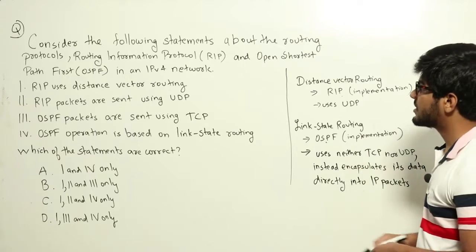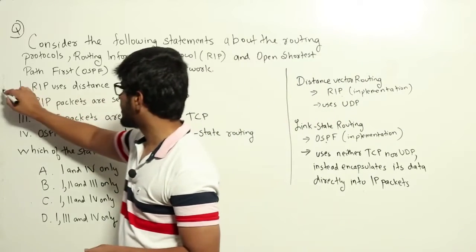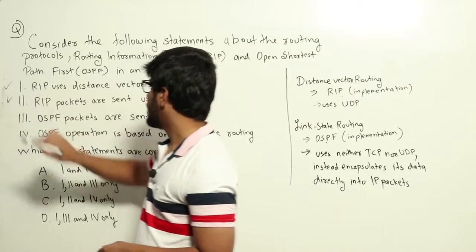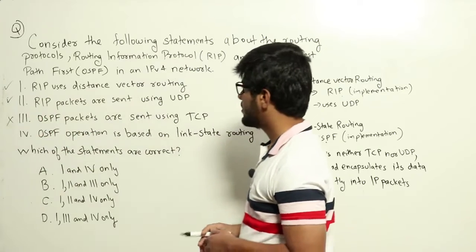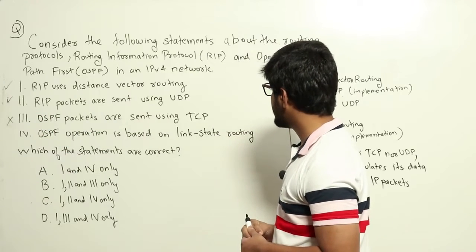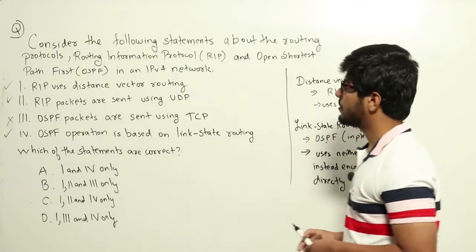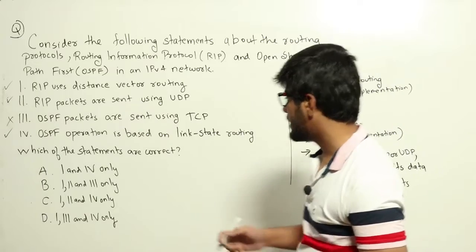So based on this information, we look at the options. Option 1, RIP uses distance vector routing. That's correct. RIP packets are sent using UDP. That's also correct. OSPF packets are sent using TCP. Now that is not correct. 4, OSPF operation is based on link state routing. That's also true. So the options are 1, 2 and 4. That is option C.